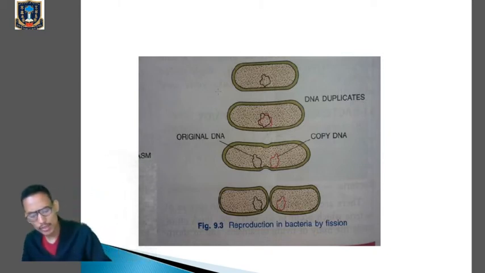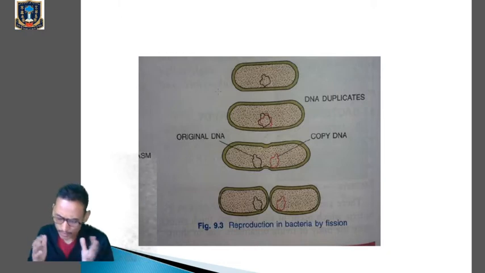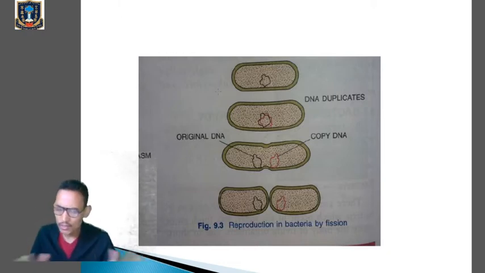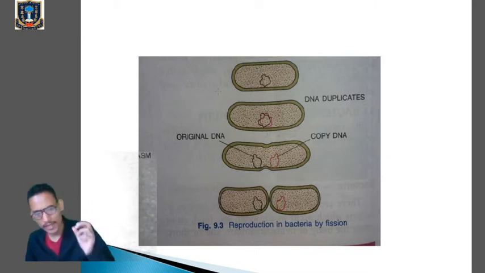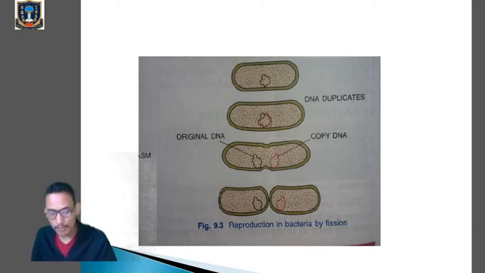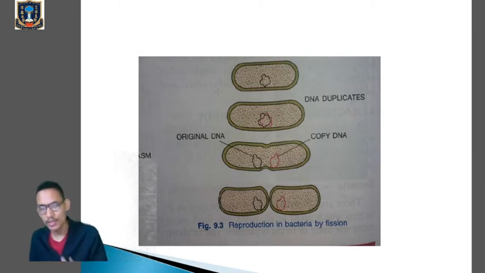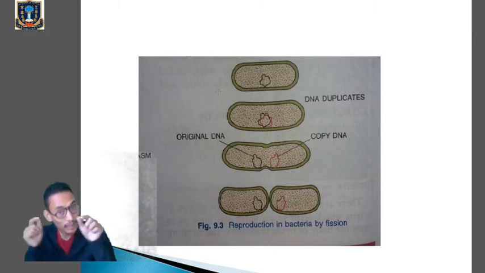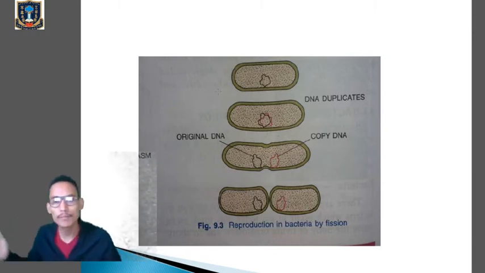So respiration will be aerobic, which will take place in the presence of oxygen, and anaerobic, where there is no need of oxygen. Okay, and this anaerobic bacteria will be killed if they are exposed to air. And similarly, aerobic bacteria will survive only in the presence of oxygen. If the oxygen supply is cut, if there is no oxygen, then those aerobic bacteria will also die.